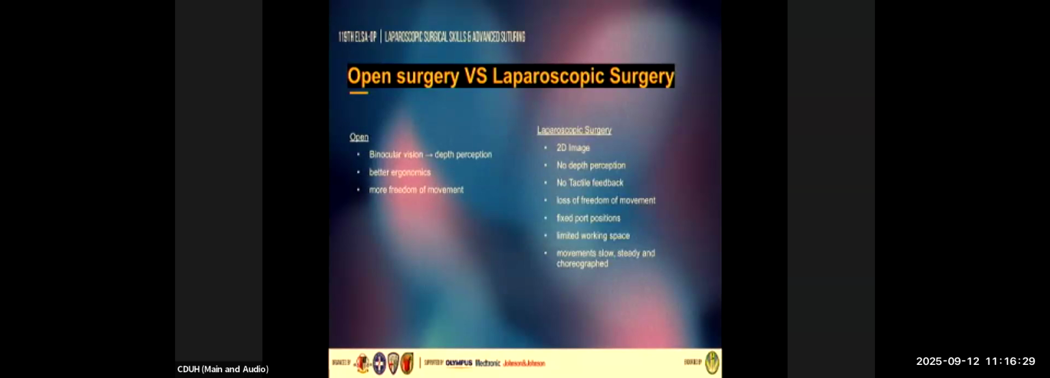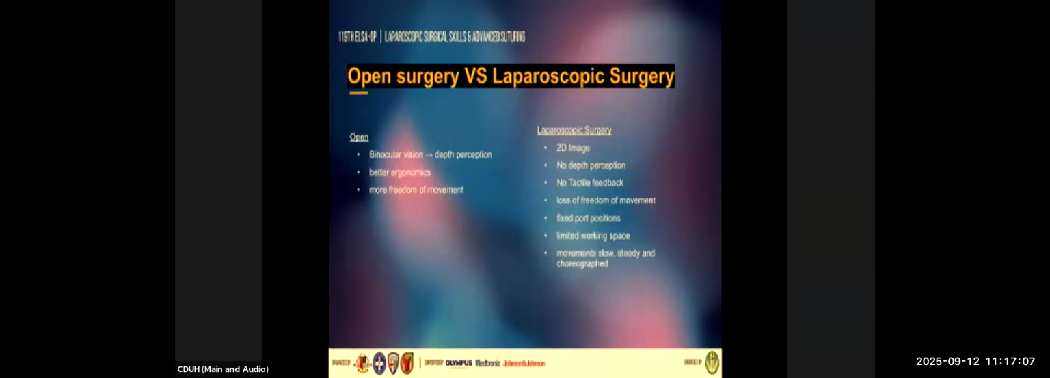So what are the differences when you're doing open versus laparoscopic surgery? When you're doing open surgery, you're usually using both eyes. You have binocular vision. You have better depth perception. You have better ergonomics. If in an open surgery, you feel that you are at a disadvantaged position, you can always give it to your assistant and you do the suturing because you're in a good position. In laparoscopic surgery, you cannot do that. You cannot give it to your assistant. In open surgery, you also have more freedom of movement.